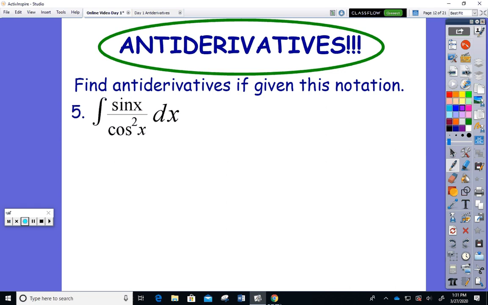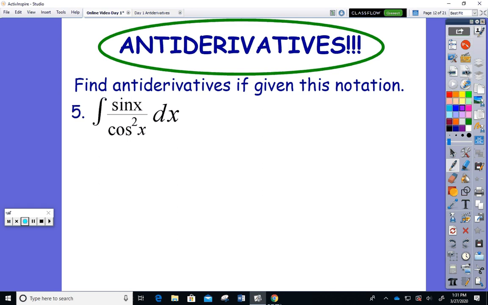All right, so we've got one problem here with trig in it. Expect to see more and more trig and exponentials and logarithms as we go, okay? So I've got sine x over cosine squared x, and I don't have a clue what I'm supposed to do. I don't have any derivative I can think of that spits out sine over cosine squared as the derivative of the input.